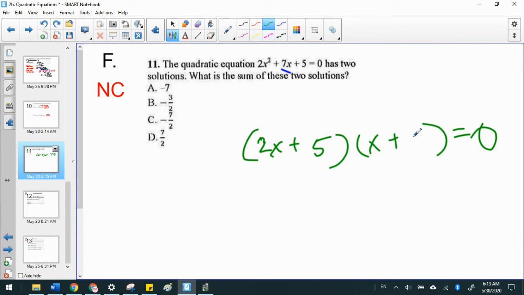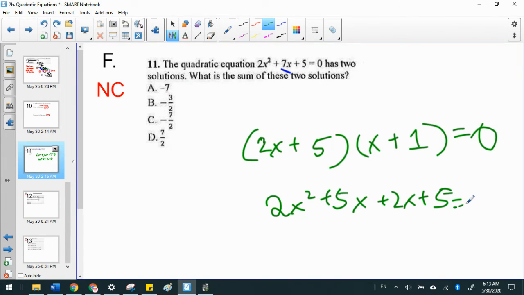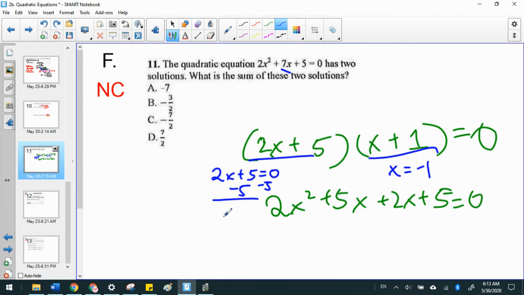And as you do this more often, you'll get better at it. And now when I distribute, I get 2x squared plus 5x plus 2x plus 5 equals 0, which is exactly what we're looking for. And from here, we get to say, okay, here x is equal to -1. Here, 2x plus 5 is equal to 0, and we got to solve this thing. Subtract 5 on both sides, and we get 2x equals -5, x equals -2.5.